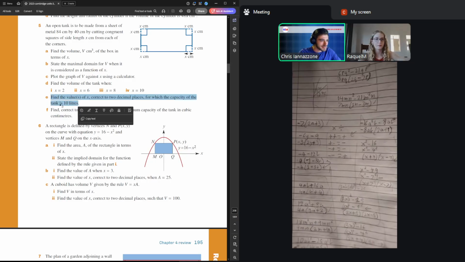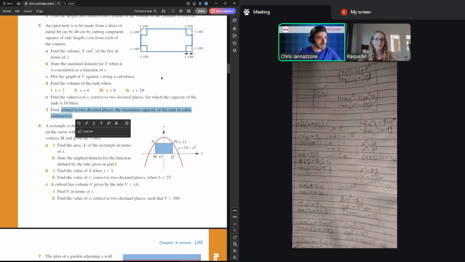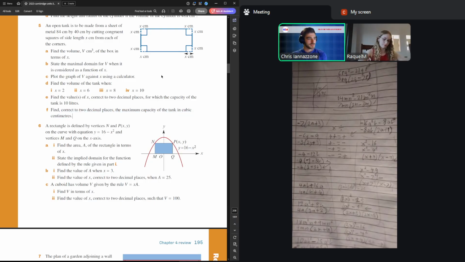Similar here, we're just setting volume and solving for x. That's just a CAS solve. Find maximum capacity. Yeah, why not? We'll play with this one a bit. Part F, what is the actual maximum capacity?